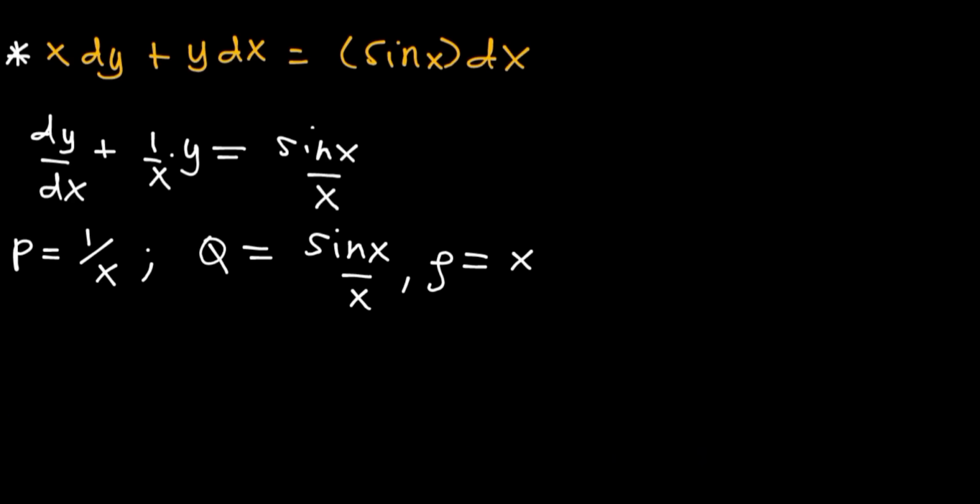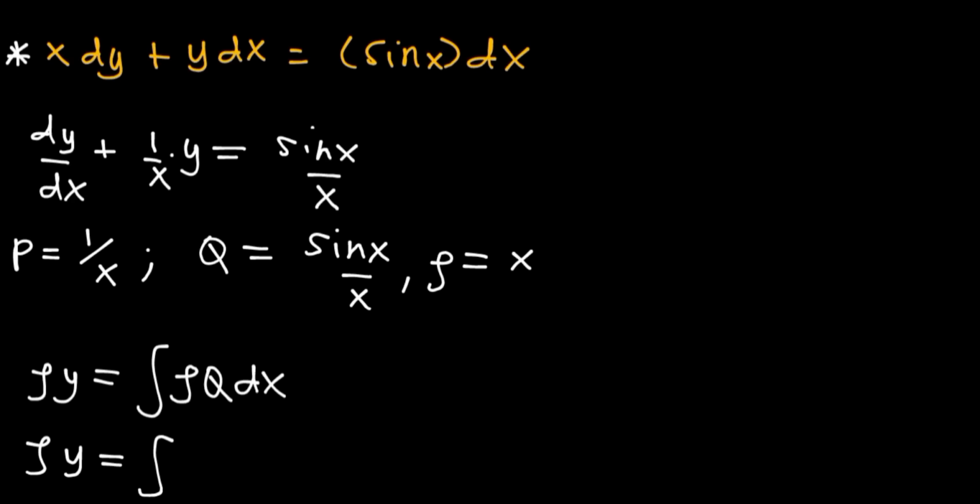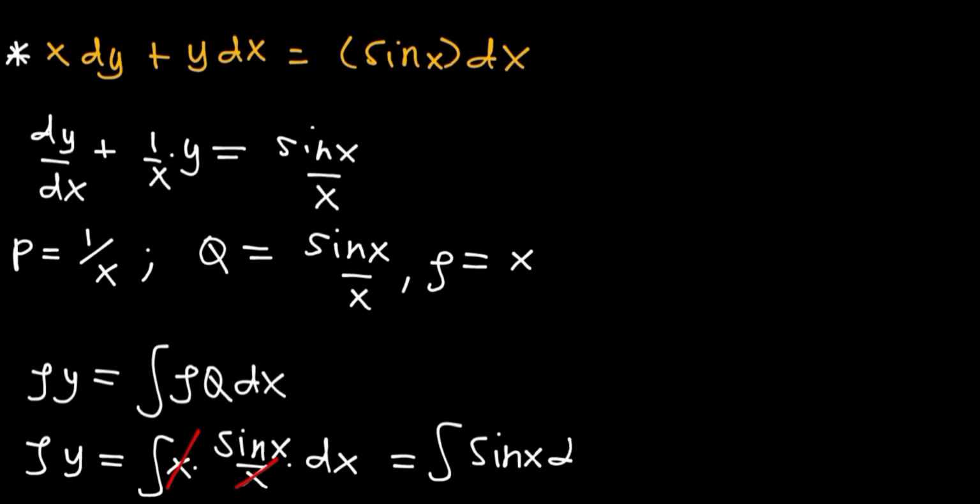Now like you well know, we're going to have rho y equal to integral rho q dx. So we have rho equal to x and q equal to sine x divided by x, multiplied by dx. Obviously this cancels this out, so that leaves us with the integral of sine x dx, and this is going to give us negative cos x. So rho y is equal to negative cos x plus c.